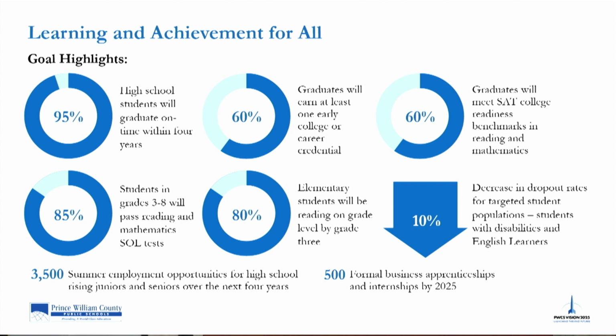We have a goal to reduce dropout rates by 10% for targeted populations. As shared earlier with the school board and the public in the State of the Schools report, our students with disabilities and English learners have the highest dropout rates, and we want to reduce this significantly over the next 4 years. We are also expecting to double down on workforce development and career experiences. We've set a goal of 3,500 rising juniors and seniors having summer employment opportunities over the next 4 years, and a minimum of 500 students graduating with a formal business apprenticeship or internship by 2025.